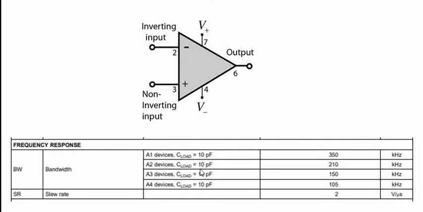this is from a current sense amplifier, INA180. This mentions the bandwidth specification, where there are several device models A1, A2, A3, A4. Based on the model, for a given load capacitance, the bandwidth has been defined. So starting from 105 kilohertz, we have till 350 kilohertz. So this means you have to use this only for signals which vary at the input till that frequency.